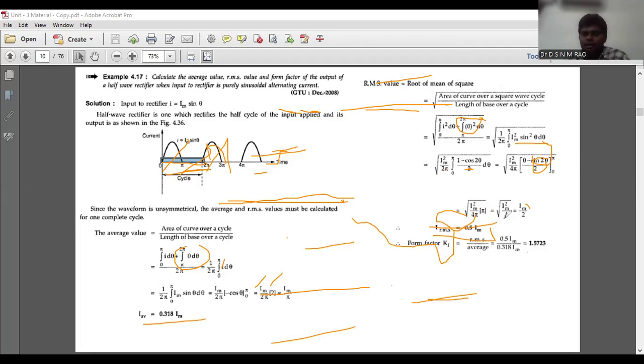For the given signal, form factor equals RMS value divided by average value. Form factor equals 0.5 Im divided by the average value 0.318 Im. So finally for this problem, form factor equals 1.5723. So in this way we can calculate average and RMS values as well as form factors for different signals, and peak factors can be calculated. Thank you.